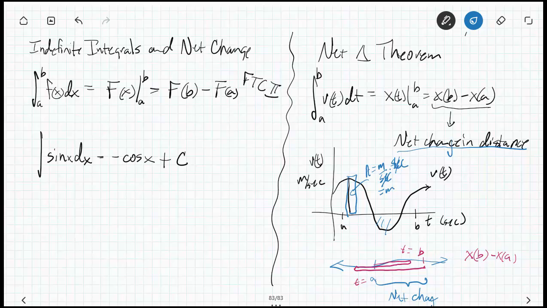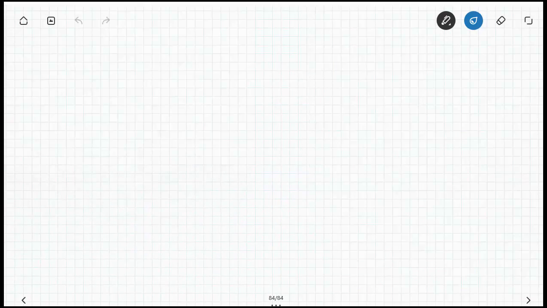Now, if I wanted total distance, you guys remember this from before. If we wanted the total distance traveled, then we would have to figure out when it stopped, take the net change from there to there, and then the net change from there to there, and then the net change from there to there. So this is net change. All right, another example, think about it this way.